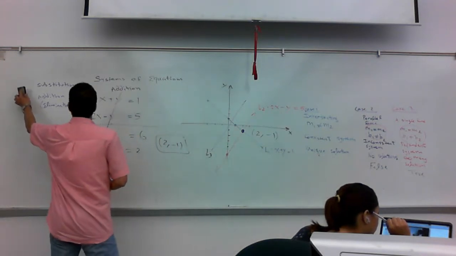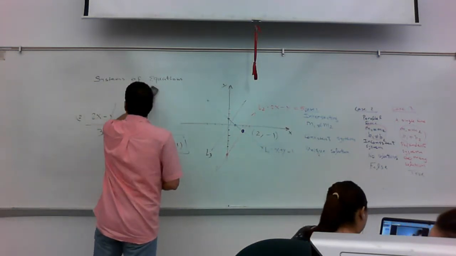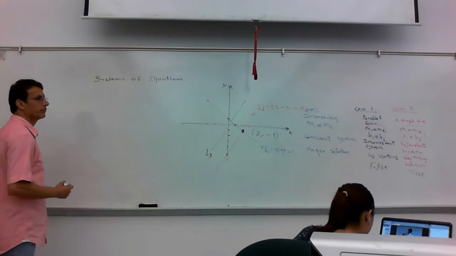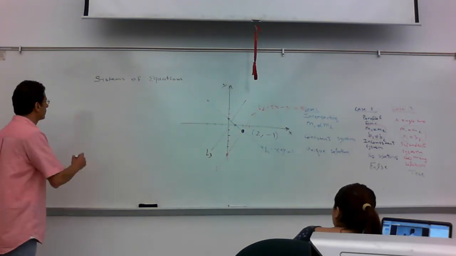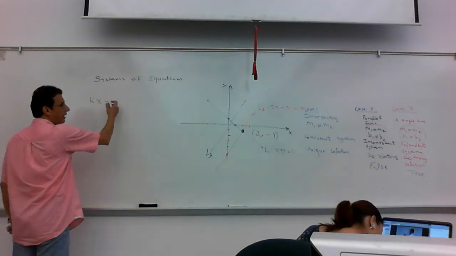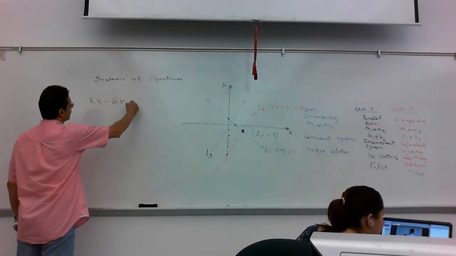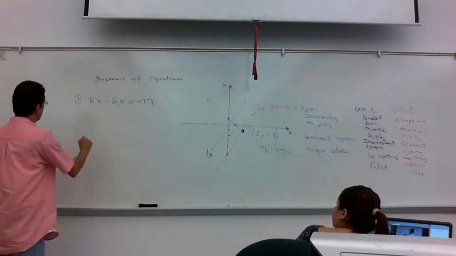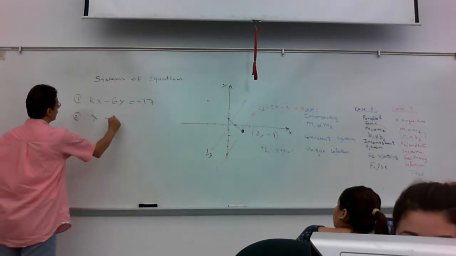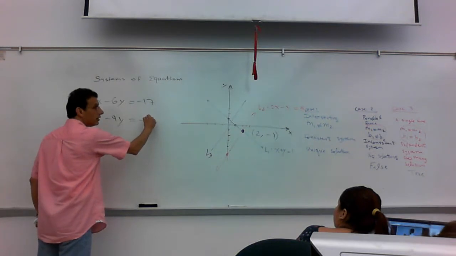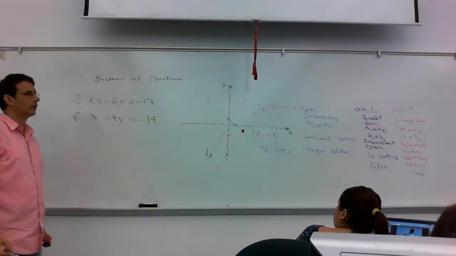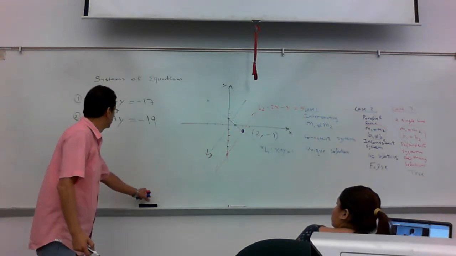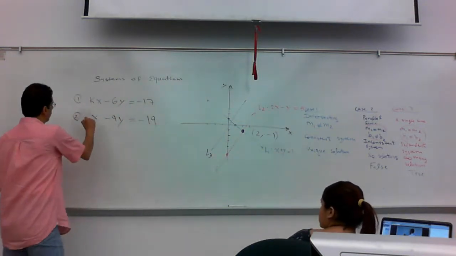Okay, let's put it up here. Let me erase it. Okay, give me the question. It says find the value for k such that the system of equations kx minus 6y equals negative 17. I'm going to give it numbers. This is line number 1. And then line number 2 is 12x minus 9y equals negative 18. Yes, the second formula is 12x.